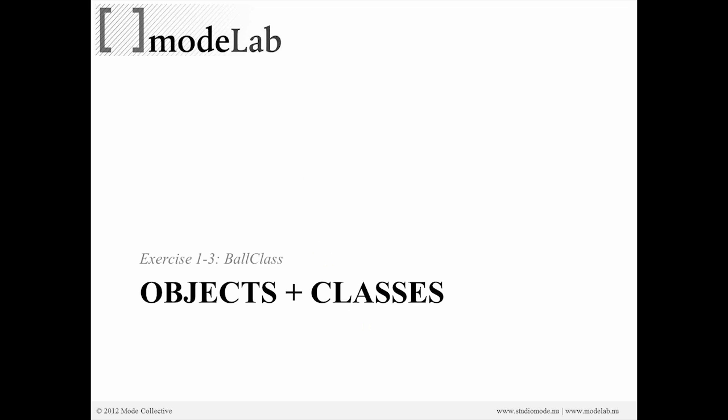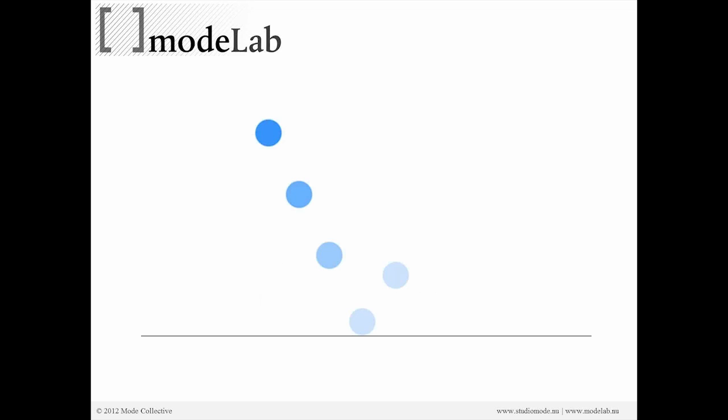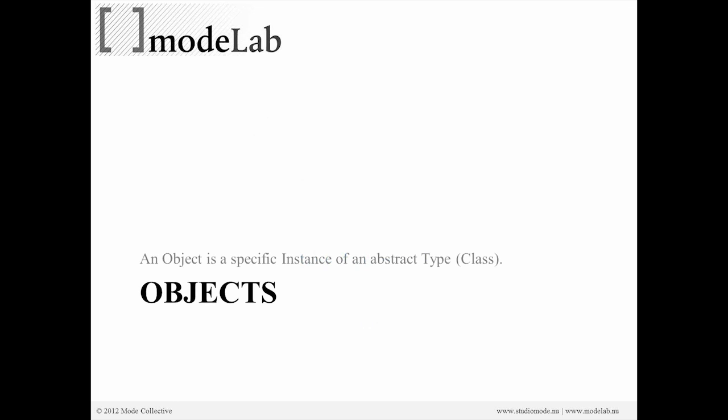So here we have exercise 3 called ball class, where we're going to be talking about what are objects and what are classes. Okay, so what we're going to end up with is actually no different than the last file that we created, but it's going to be organized in a different way by taking advantage of object-oriented programming. Okay, so what's an object, right?